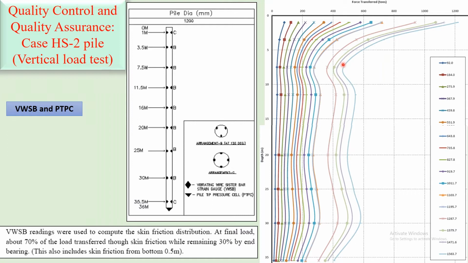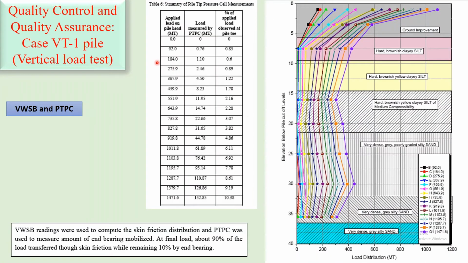So why is the load not taken by the skin friction below? That was one of the puzzles, and it looks like this certainly should be a quality control issue. This is the VT1 test. In the VT1 test also we had this kind of VWSB and PTPC. Here you can see that out of the total around 1200 tons that was applied, the bottom was getting only 300 ton load. So it was concluded that about 90% was being transferred through skin friction and only 10% by end bearing.